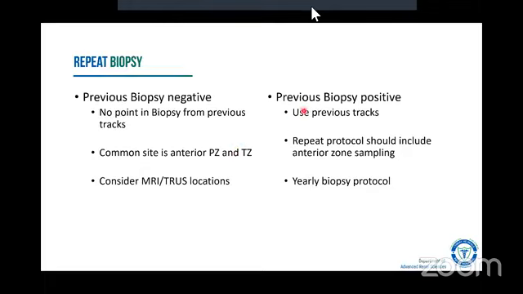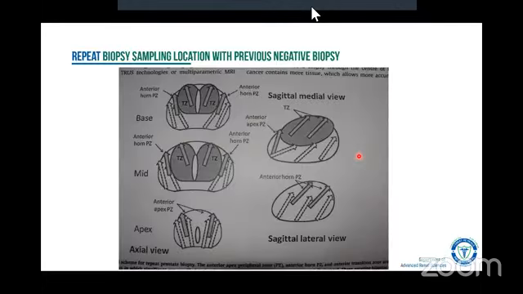If the previous biopsy was positive, which means you are using your recurrent biopsy protocol for active surveillance, then you have to use the previous tracks, and you should still include the anterior zone for sampling, because you know where the cancer is, and you just take a biopsy to find out whether it has changed its grade or has it changed its volume in active surveillance.